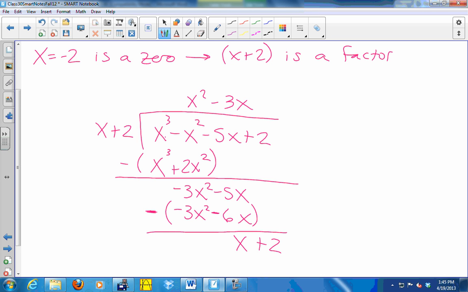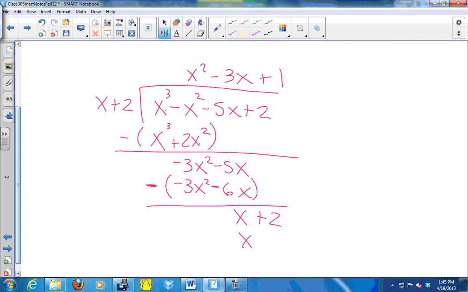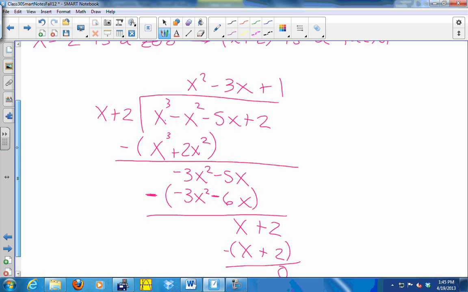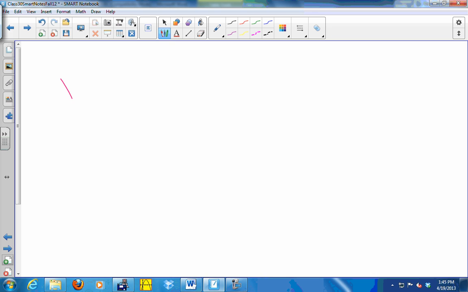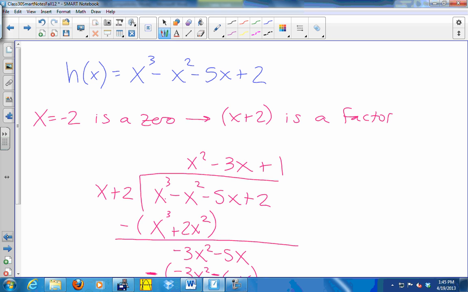And x goes into x plus 2 once. 1 times x plus 2 is x plus 2. Subtract 0. So there's my other factor. I now know that my polynomial can be written as x plus 2 times this result. Minus 5x plus 2.